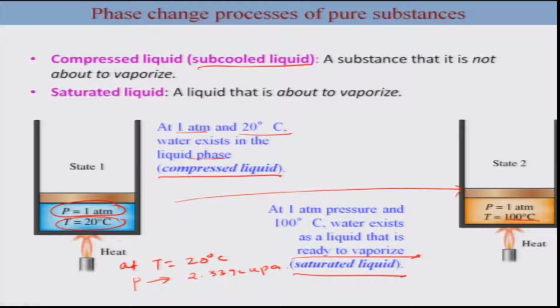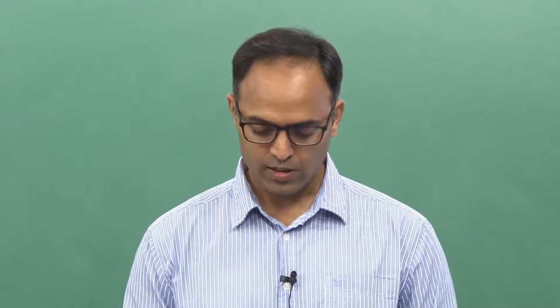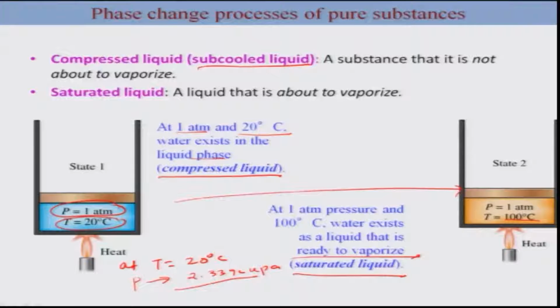So, if you want to keep the temperature fixed and you still want to vaporize it, then you need to reduce the pressure to such a condition, and at this point it will vaporize. So, this pressure at 1 atmosphere is much higher than 101.325 kilopascal, which is our 1 atmospheric condition, which essentially means this particular liquid is compressed, because you have increased the pressure at 20 degrees Celsius. So, that is why it is also called compressed liquid.